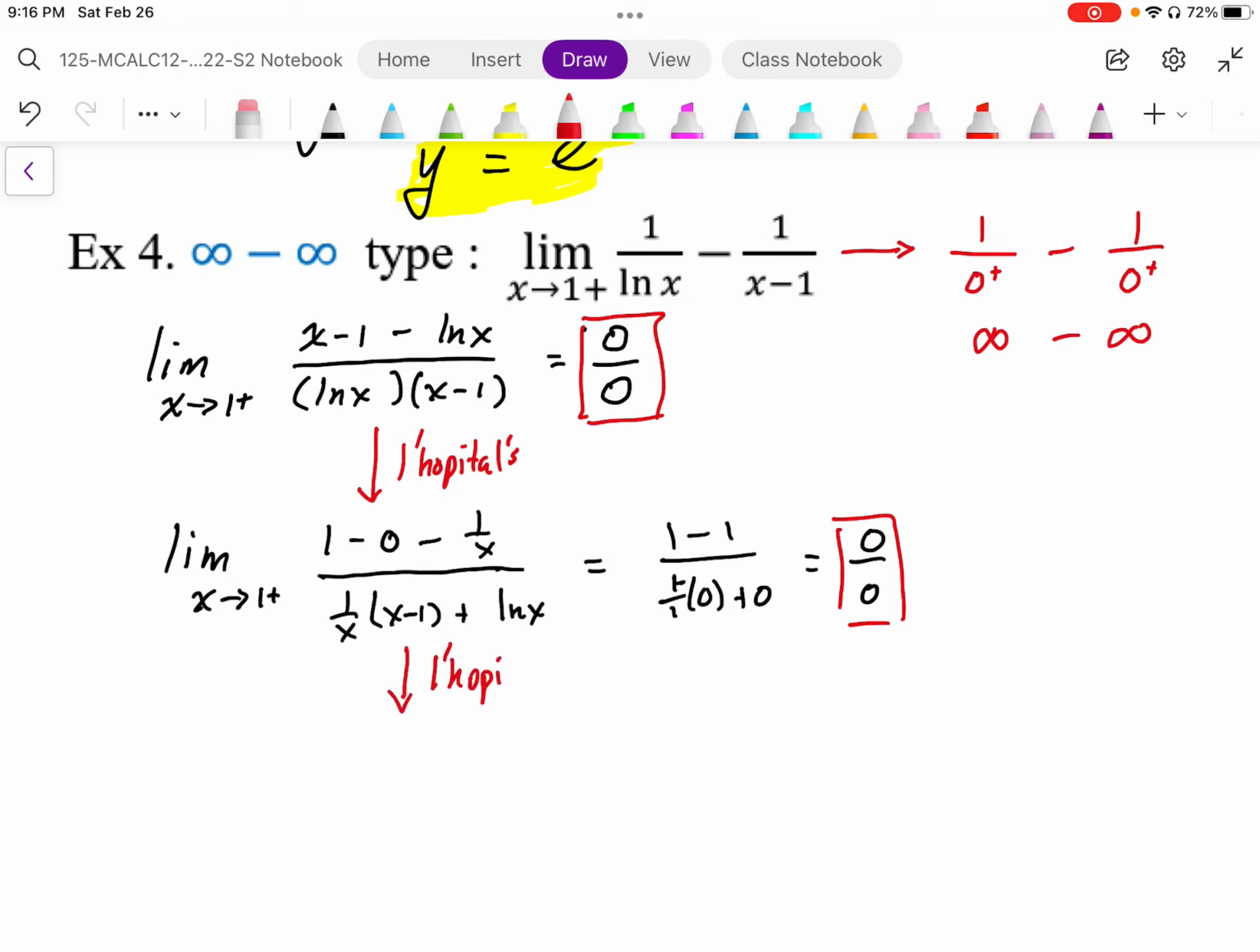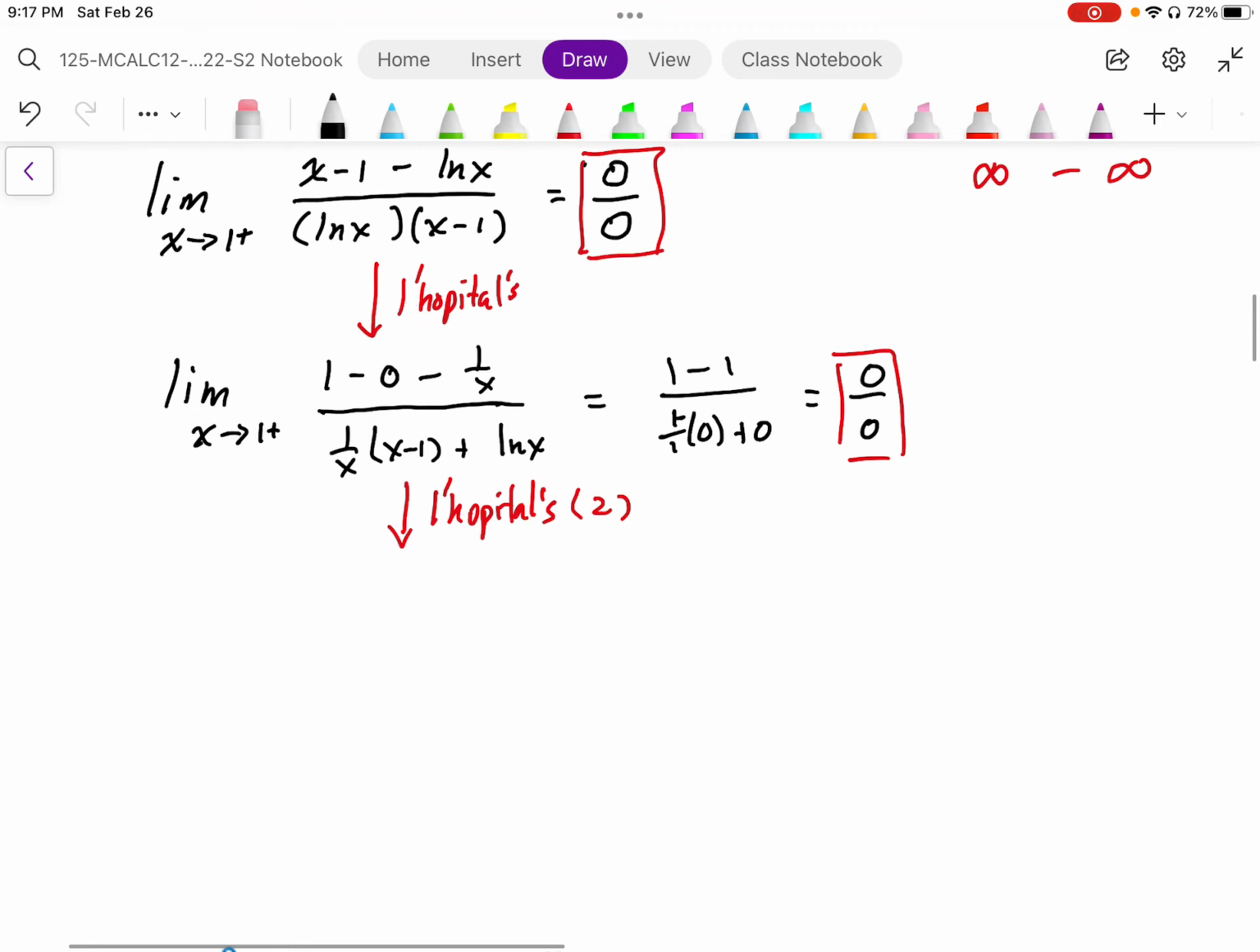As long as I have that condition, I can continue applying L'Hopital's. So I'm going to put brackets. This is my second time applying L'Hopital's. So I end up with the limit as x approaches 1 from the positive side. That 1 differentiates to 0, so I get negative, this becomes positive 1 over x squared. This one here, I really should differentiate this.